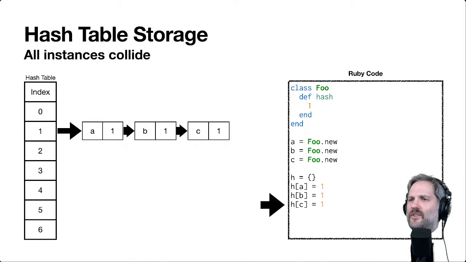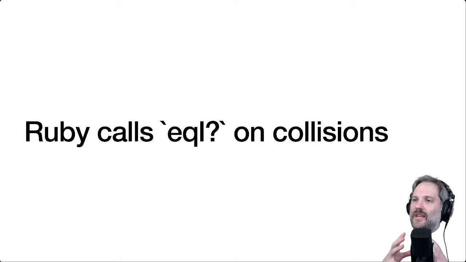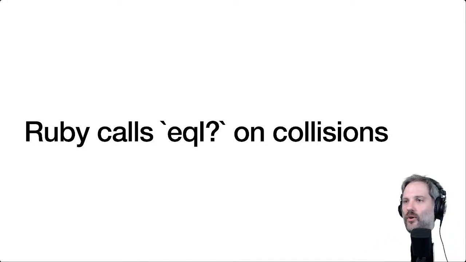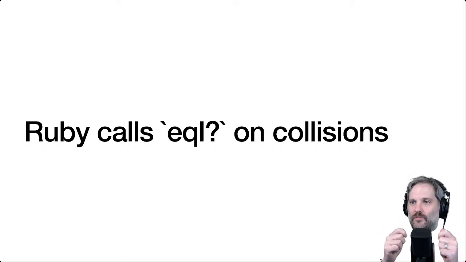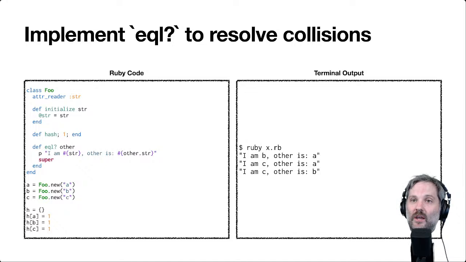Another detail is that when these collisions happen, Ruby will actually call eql? on the object. So in the case of collisions, we use this eql? method to determine whether or not the two instances are the same. If I remember correctly, the default implementation just compares object IDs, so it'll say these two are not the same because they're not the same object ID. But we can implement eql?. Here's an example of using eql?. What's interesting is we have these instances A, B, and C, and when we do those insertions, you'll see that first we insert A, and the eql? method prints out stuff.